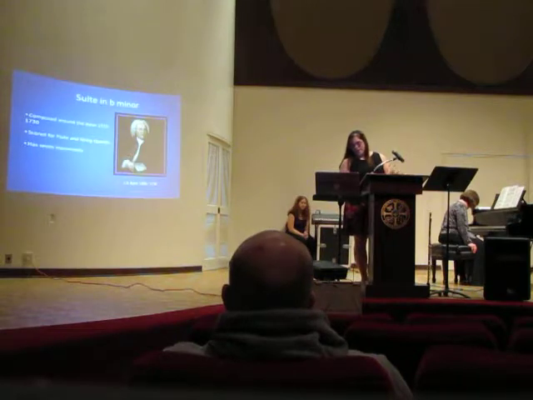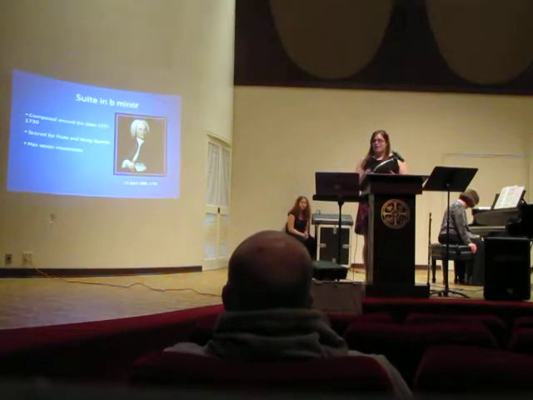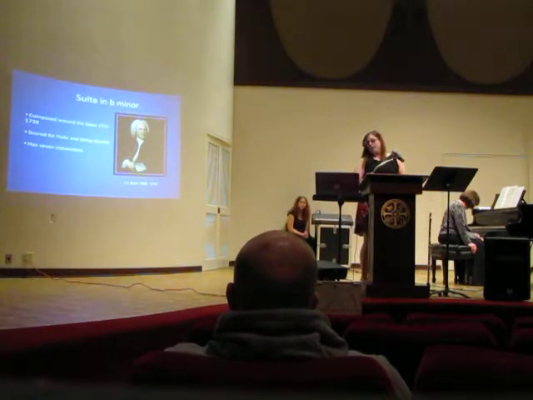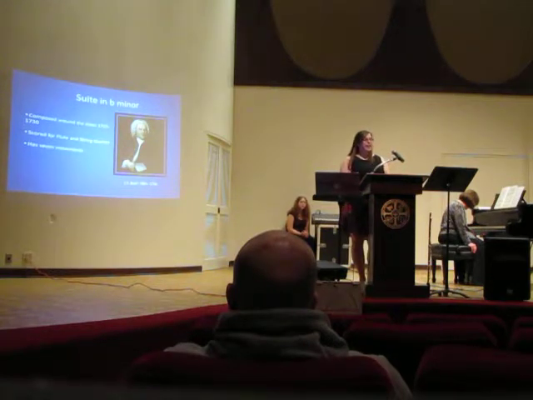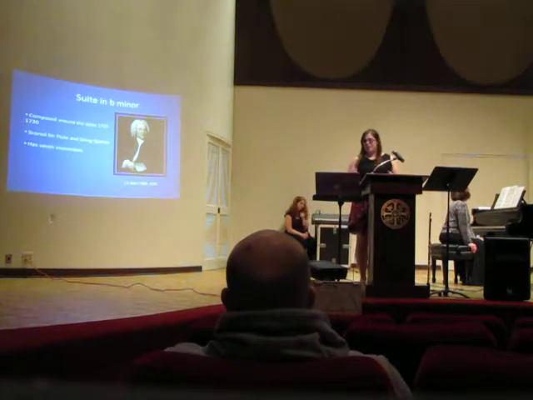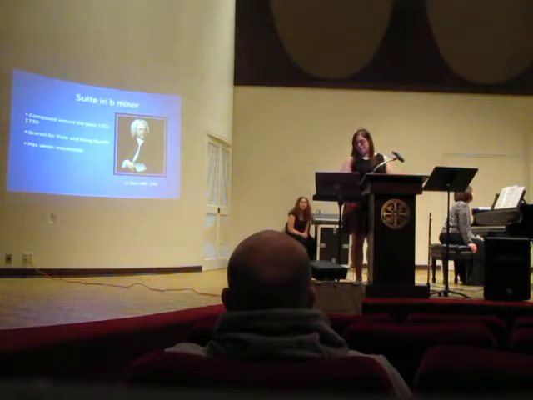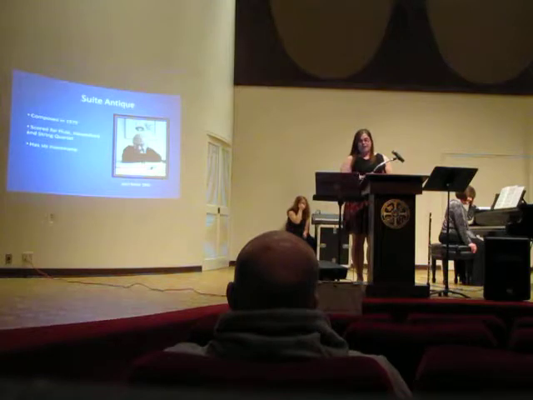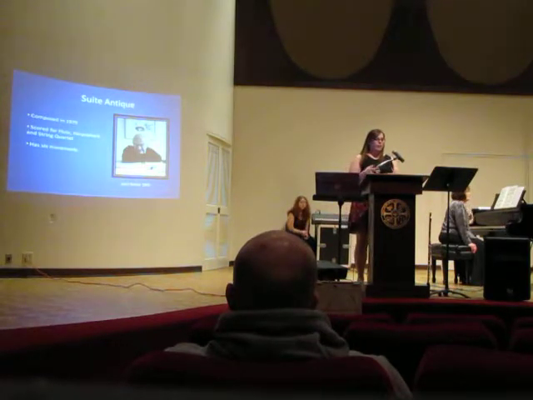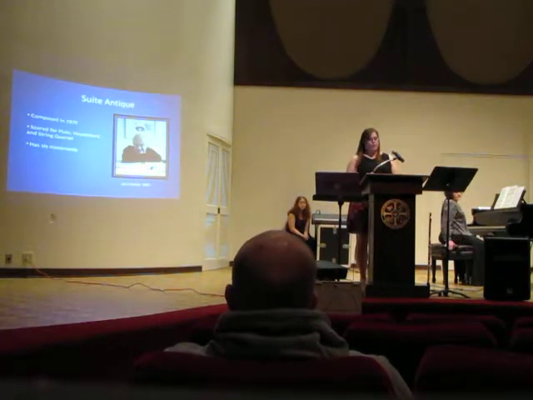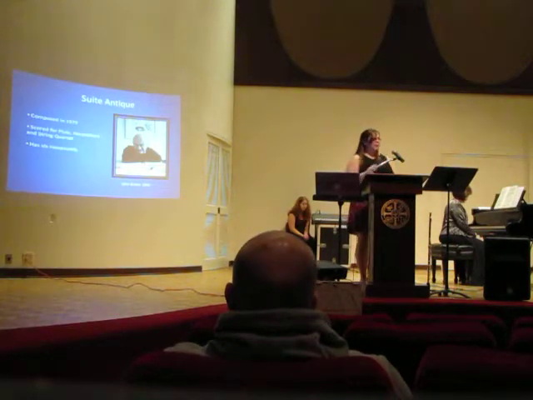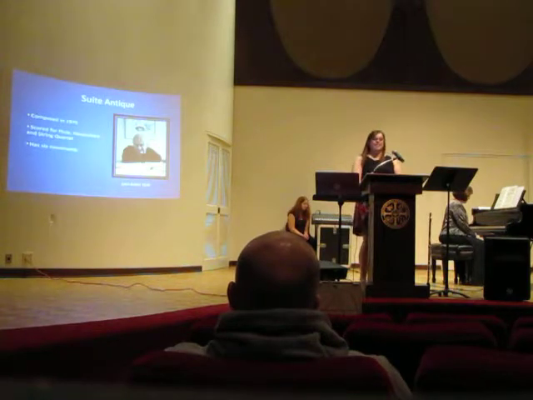So with this newfound information, I decided to compare the Suite in B minor, which was composed around 1723 to 1730. It was scored for flute and string quartet and has 7 movements. It was written by J.S. Bach. The second piece is the Suite Antique. It was composed in 1979, and John Rutter composed it with the ideals of Bach in the Baroque era, according to his program notes. It was scored for flute, harpsichord, and string quartet, and it has 6 movements.